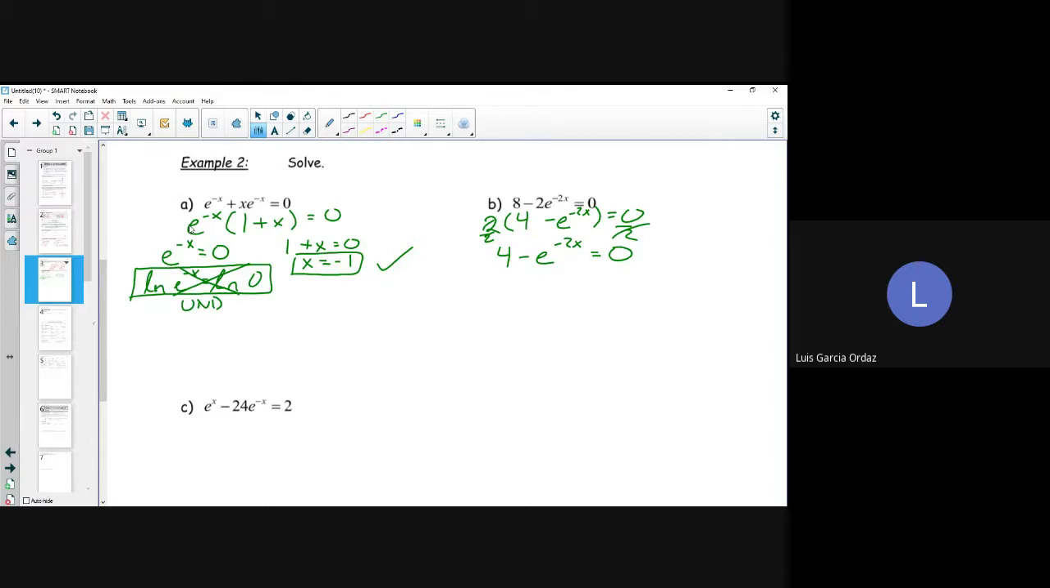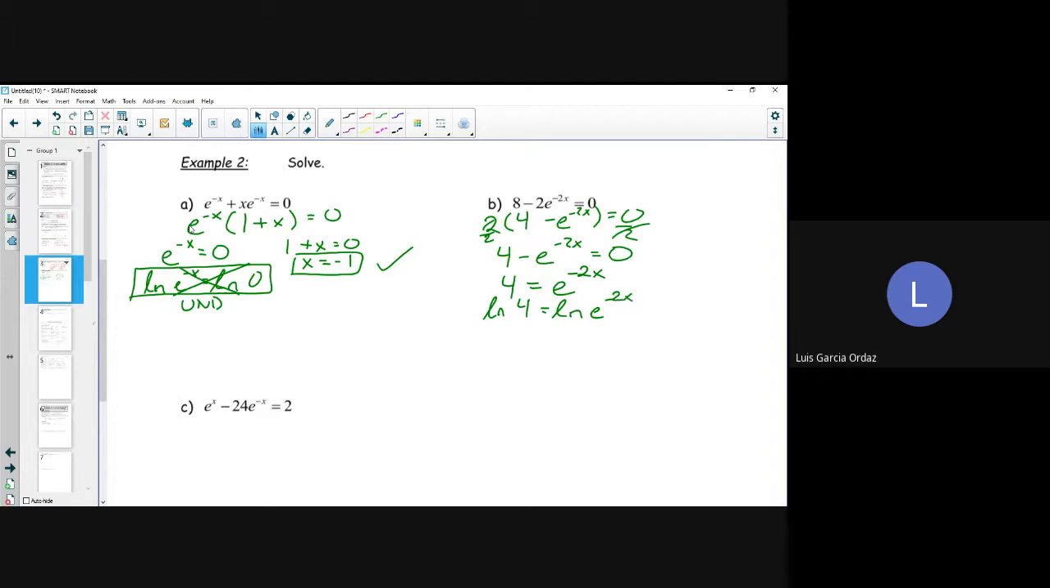Or you can just move, like Muhammad said, the easiest thing to do is just move negative e to the negative 2x over, so it becomes positive. So I get 4 is equal to e to the negative 2x. So now I can just take the ln of both sides. So I get ln of 4 is equal to ln e to the negative 2x.